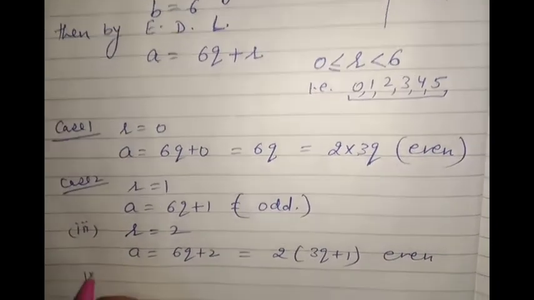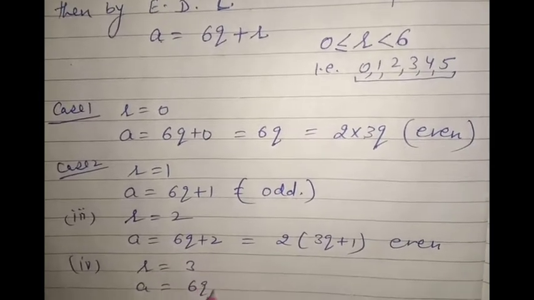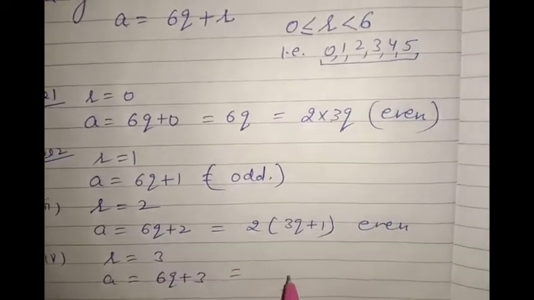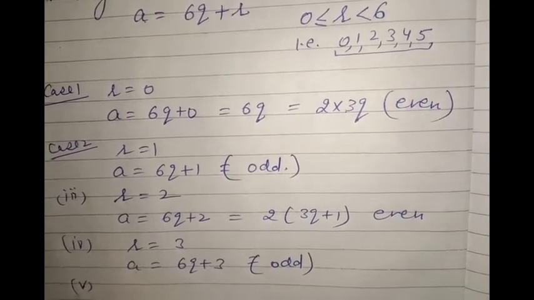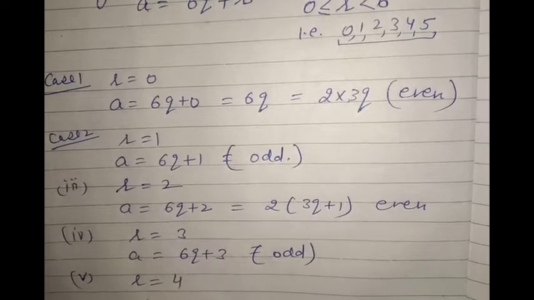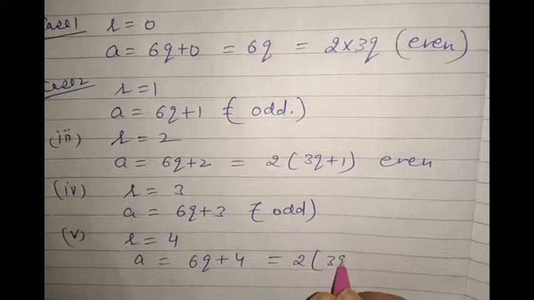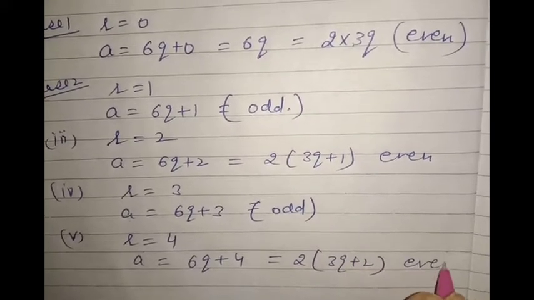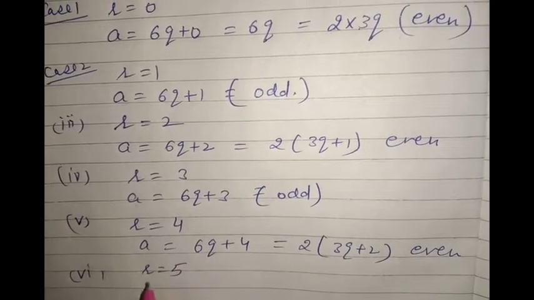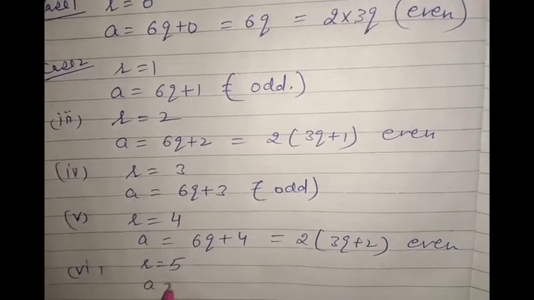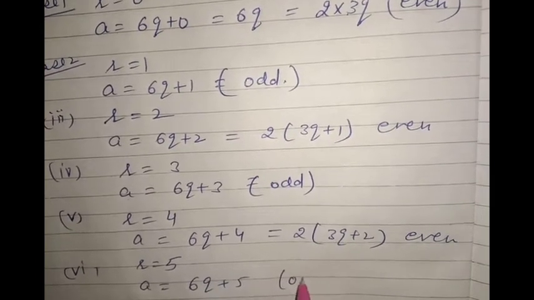Fourth, r is equal to 3. Then a is equal to 6q plus 3. We cannot take 2 common, so it means it is odd. Fifth, r is equal to 4. So a is equal to 6q plus 4. Again we can take 2 common, so this is an even number. Sixth, r is equal to 5. So a is equal to 6q plus 5, which is again odd.